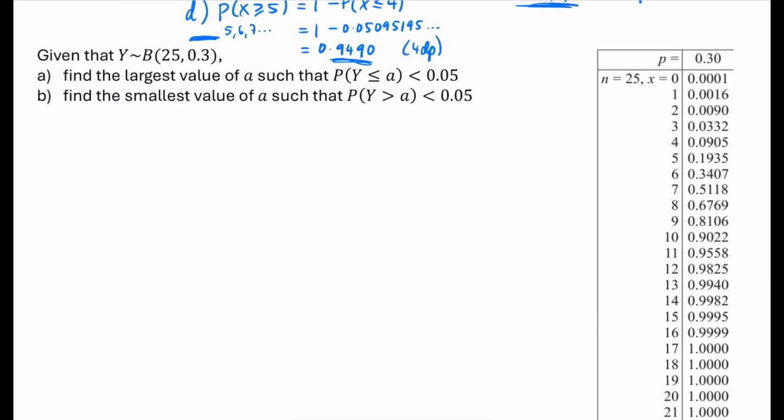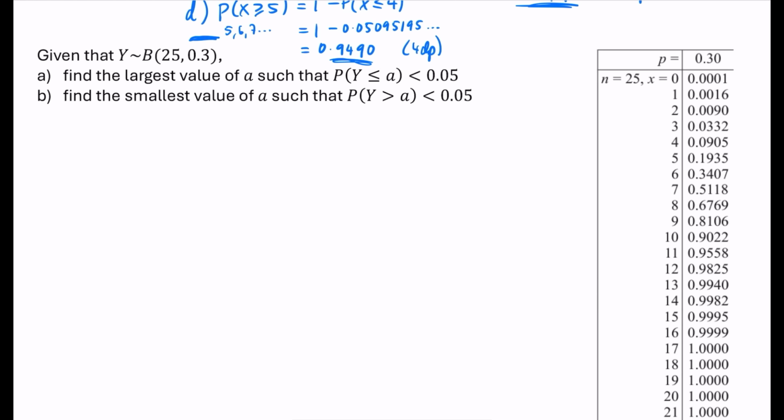Okay, sometimes we need to find out missing values. So it says, given that y has a binomial distribution with 25 and 0.3, find the largest value of a such that the probability that y is less than or equal to a is less than 0.05. Now this is where you can use your calculator, but I personally find the printed tables very, very useful for this. So I'm going to have a look.